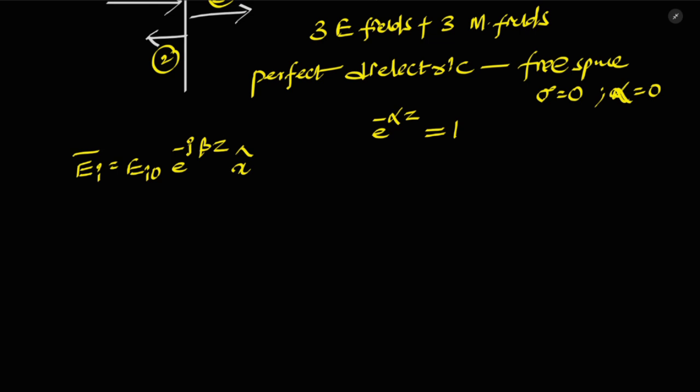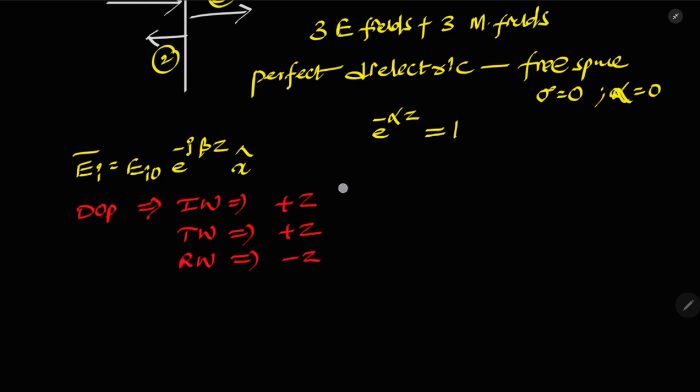Because of the minus z, I can tell the direction of propagation is the positive z direction only. So those conditions I will take here. The direction of propagation for the incident wave is positive z. The direction of propagation for the transmitted wave is also positive z. But the reflected wave is moving opposite to the incident wave, so for the reflected wave the direction of propagation is minus z.